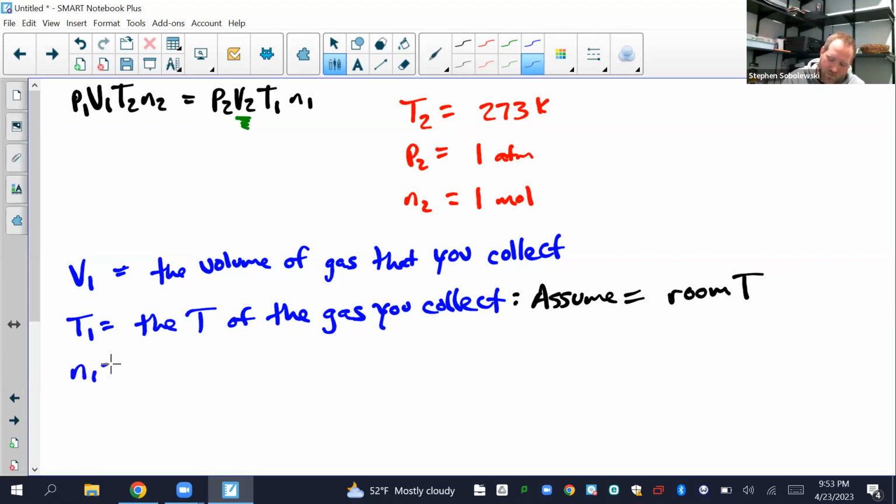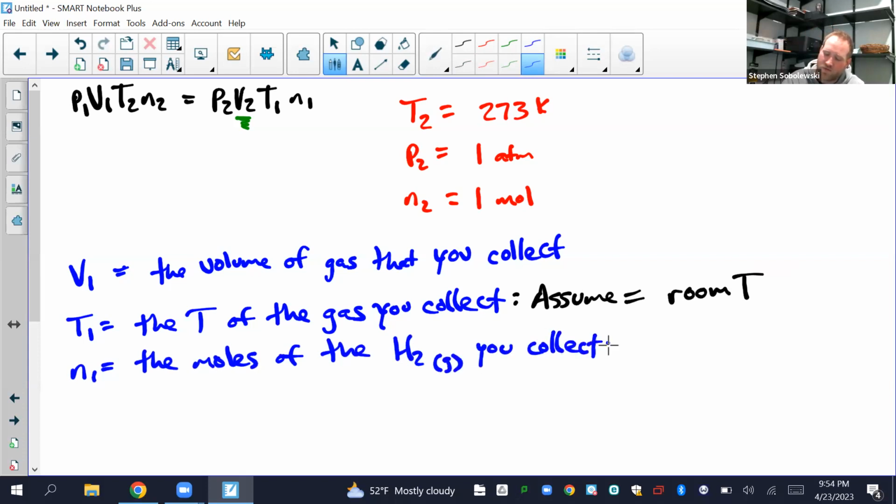N1, that's the moles of the gas, and I'll clarify here, the H2 gas you collect. So we need to be able to figure out the moles of the gas that we collect. How are we going to do that? You're going to sit there and count with a microscope every mole? Obviously, that's not going to work. So we're going to use, well, why don't you think about it? Maybe you can even pause the video and think, how can we measure the moles of gas that we collect?